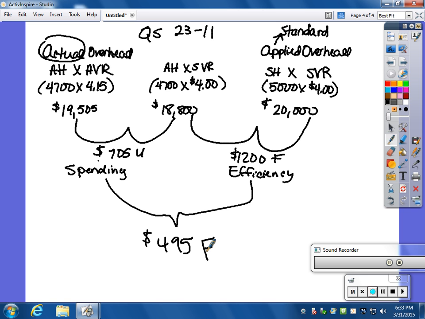Next one is kind of similar, a little different. Quick Study 23-12. It says Farad Inc. specializes in selling used SUVs. During the first 6 months of 2013, the dealership sold 50 trucks at an average price of $9,000 each. The budget for the first 6 months of 2013 was to sell 45 trucks at an average price of $9,500 each. Compute the dealership sales price variance and sales volume variance for the first 6 months of 2013.